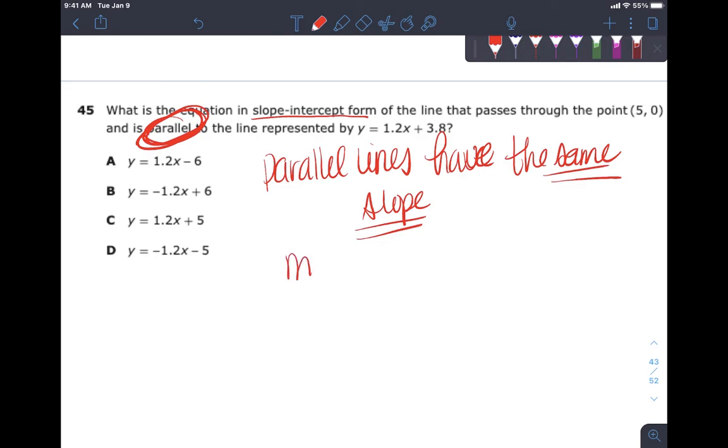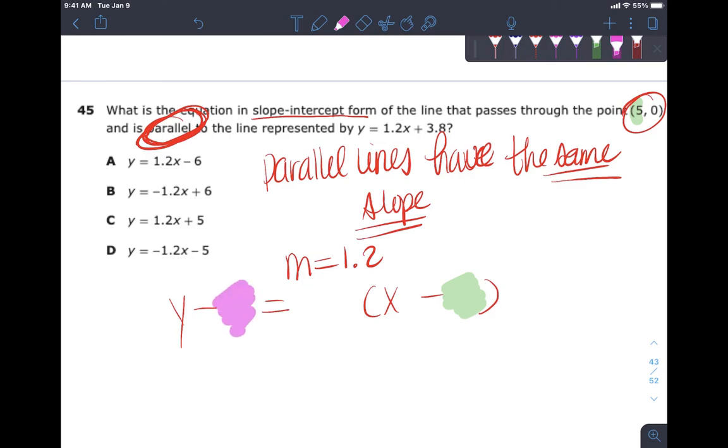So my slope is going to be 1.2. And I have a point 5, 0, an x-intercept, surprisingly. So I'll go ahead and I'll use point slope for this one. Y minus something equals m times x minus something. I got 3 things I need to fill in. My x, my y, and my slope. So let's go ahead and write those in. My y, my x, my slope.